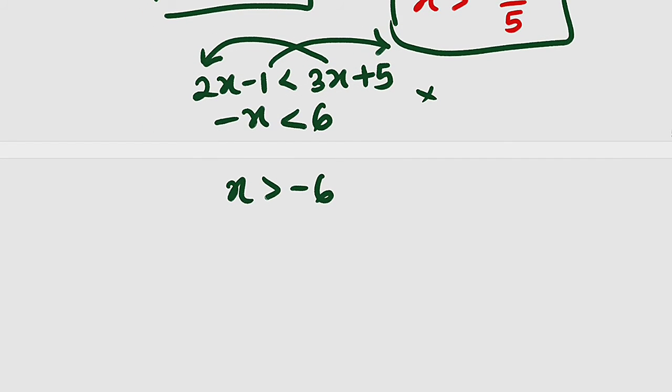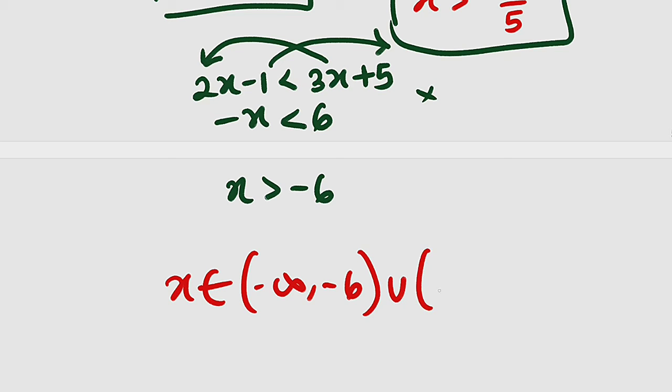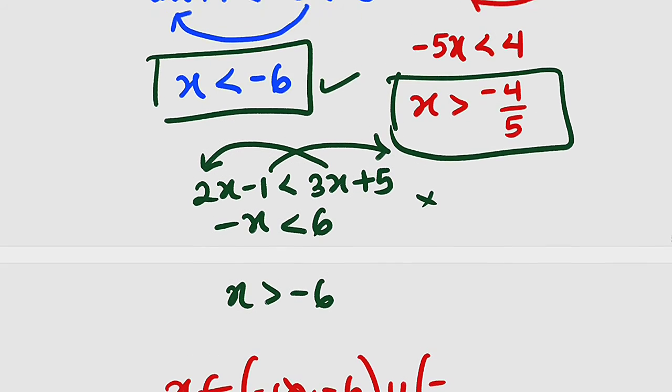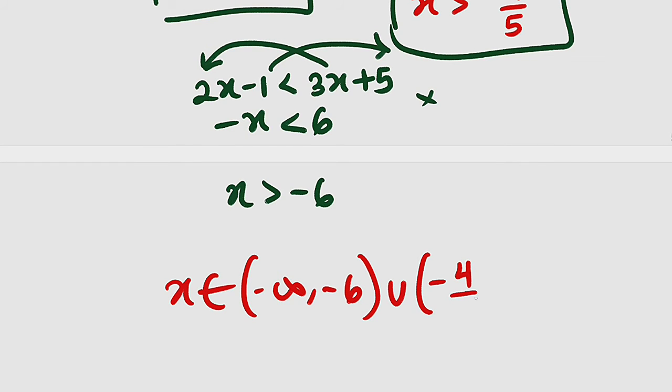So let us write the solution here. x belongs to the set of values from negative infinity down to negative 6 union from negative 4 over 5 down to positive infinity. So this is the solution.